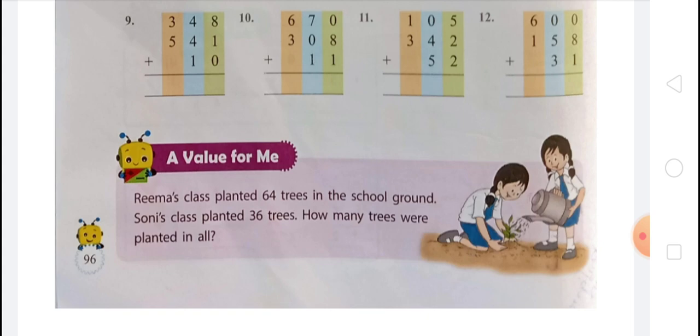So Rima's class planted 64 and Sony's class planted 36. When we add 64 and 36, 4 plus 6 equals 10, there will be 1 carry, and 6 plus 3 equals 9, and 1 more makes 10 tens, so there will be 100. Okay, the answer is 100.